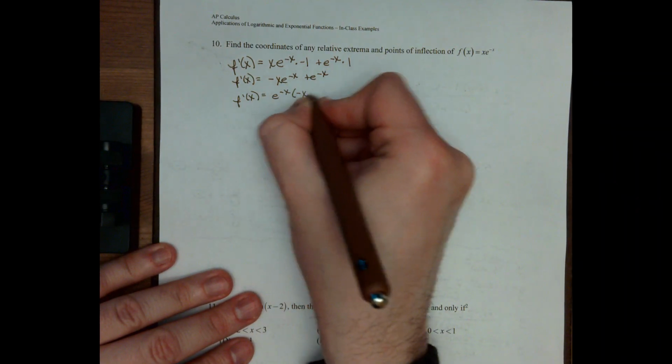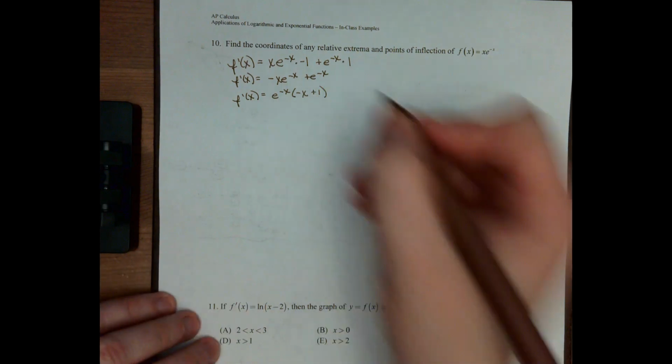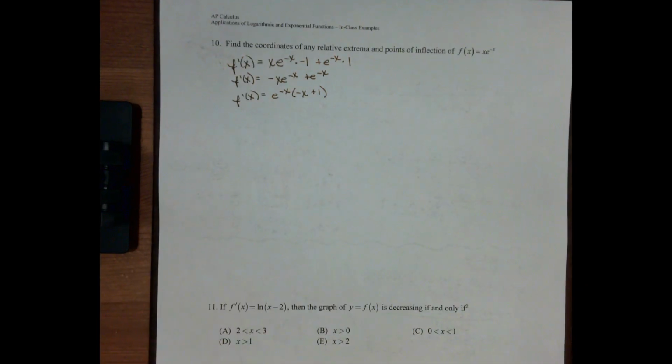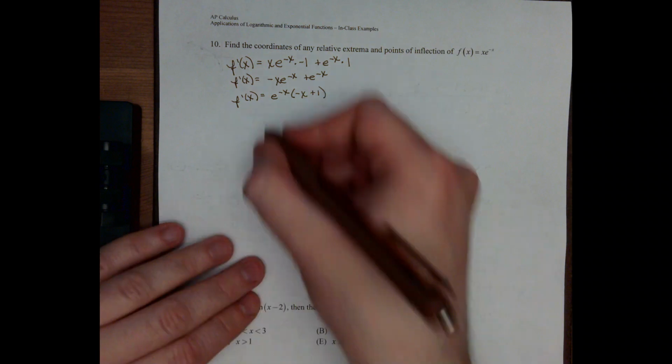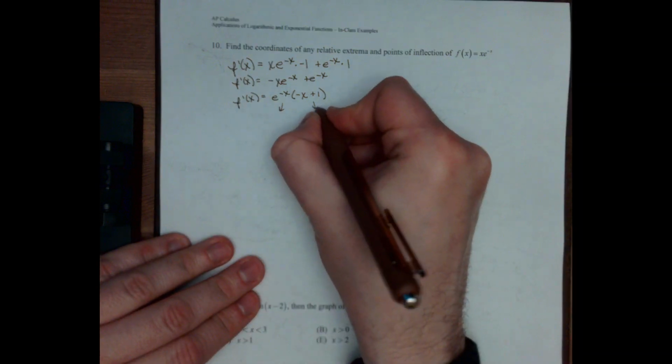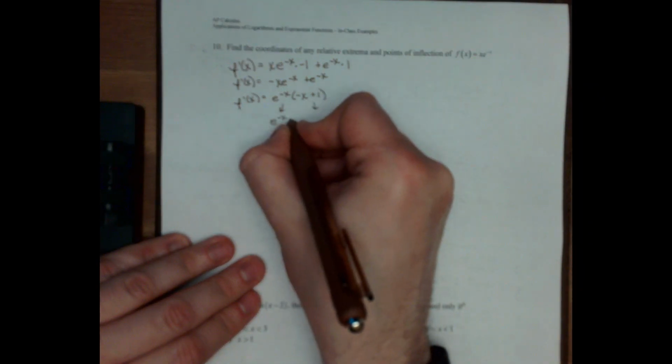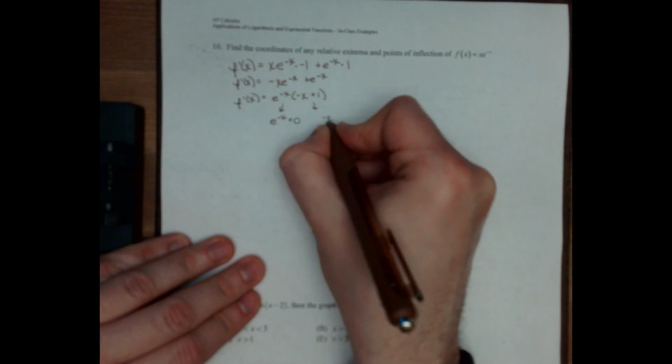And I'm left with this. I need my critical values, so I'm going to set these two parts equal to 0. I'm going to say e to the negative x equals 0, and I'm going to say negative x plus 1 equals 0.